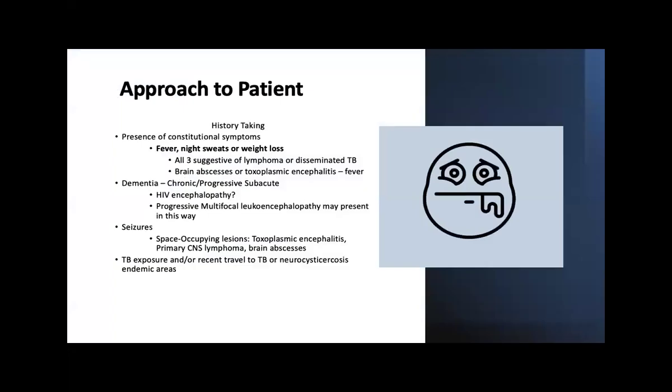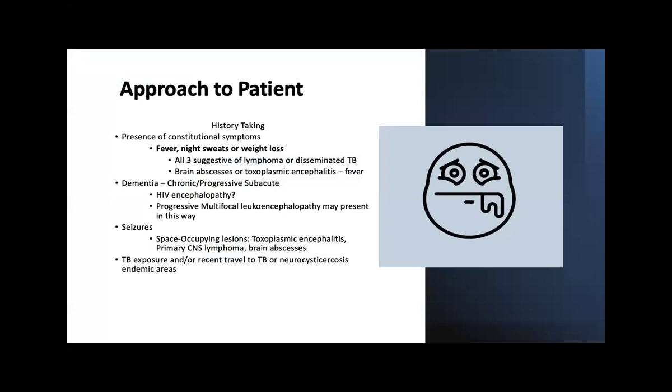This will be a general approach to a patient presenting with central nervous system signs and symptoms, known with HIV or suspected with advanced disease. Of course, the most important step, before taking a history, is to stabilize the patient, and do a primary and secondary survey using our ABCs.